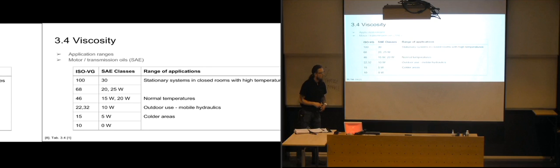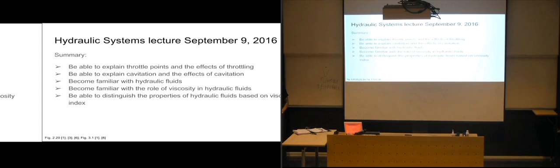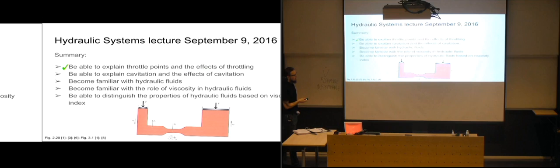Yeah, that was it for the lecture itself today. So now we're just going to look through the learning goals that we had at the start. So we were going to be able to explain throttle points and the effects of throttling. So we've looked at that. You will have to be your own judges if you are actually able to explain it or not. So if you feel that you're still not able to explain it, I would advise that you read more on it before the next lecture.